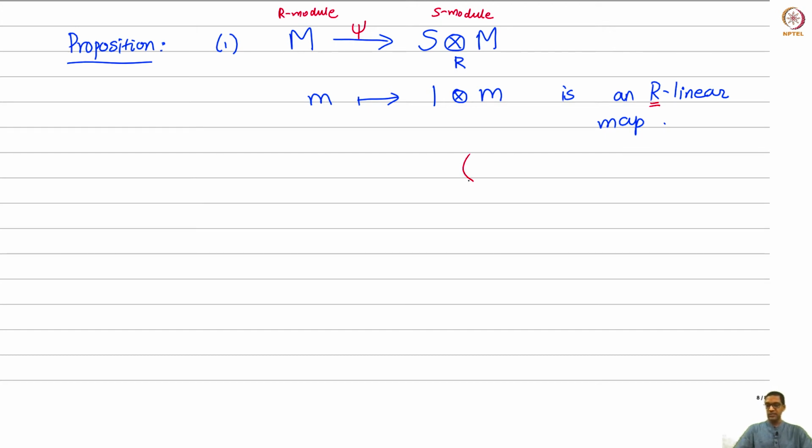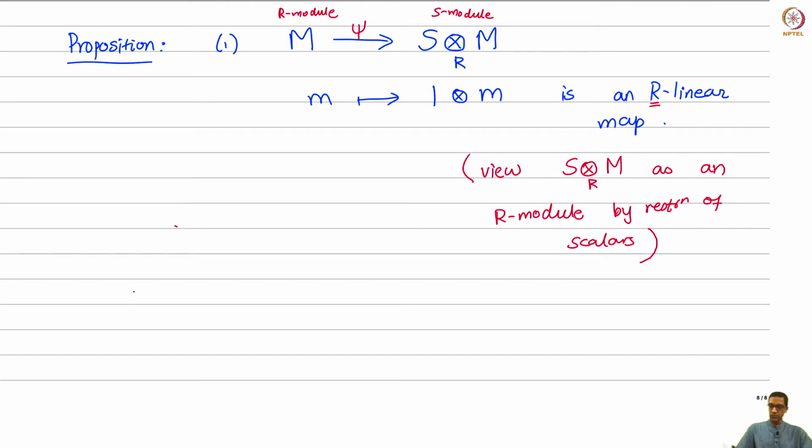What I mean by this is, I view the right hand side, S tensor M, as, well, it's an S module, therefore an R module by restriction of scalars. That's something you can always do, right? So then I think of both as R modules, and then I claim that this map psi is actually an R linear map. Okay, so let's prove this proposition first, part 1 of the proposition.